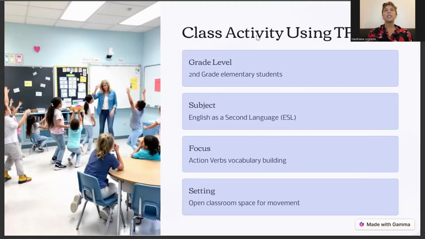The class activity using TPR. The grade level is second grade elementary students. The subject is English as a second language. The focus is action verbs and vocabulary building. And the setting is an open classroom with space for movement.